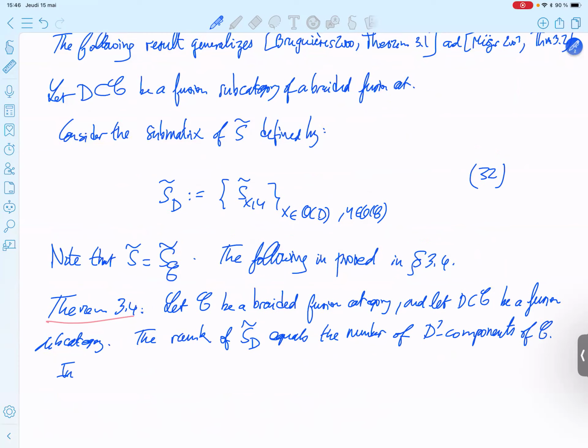In particular, this implies the first reformulation for the notion of non-degenerate. So this is very important. C is non-degenerate, so the S-tilde matrix is invertible, if and only if the centralizer of C is trivial.